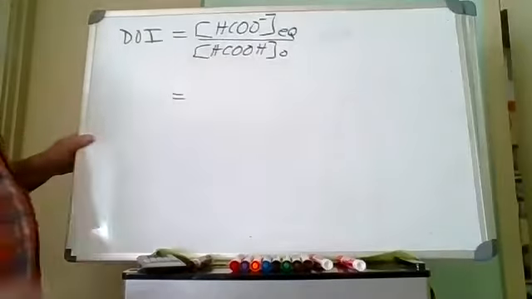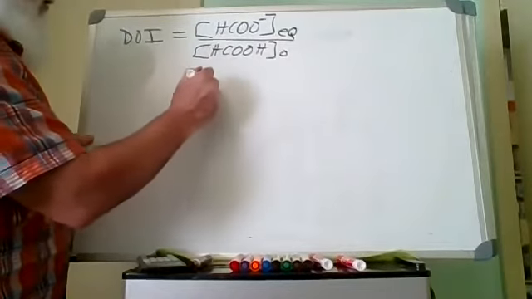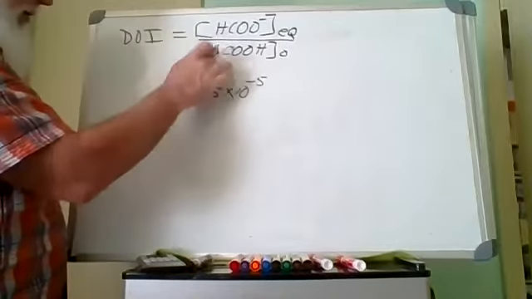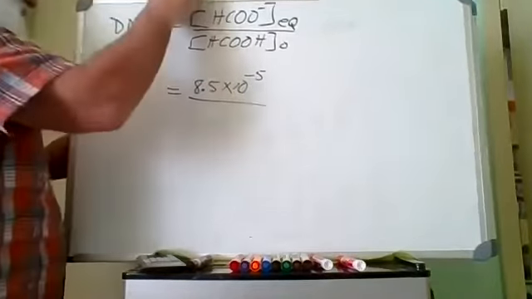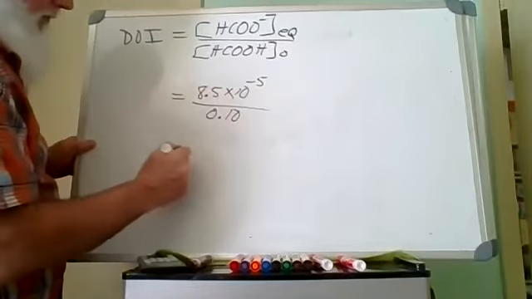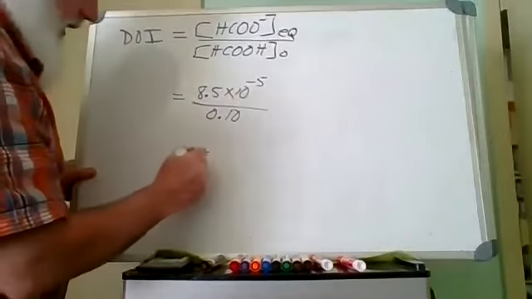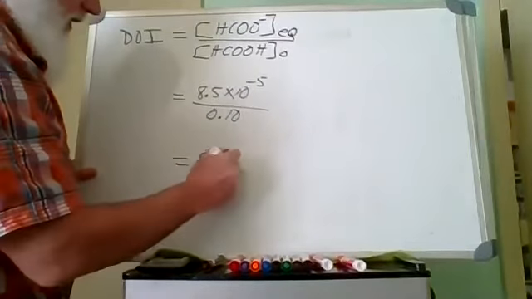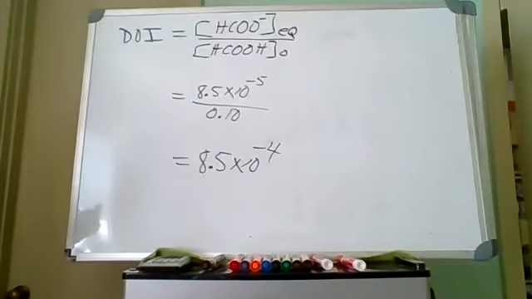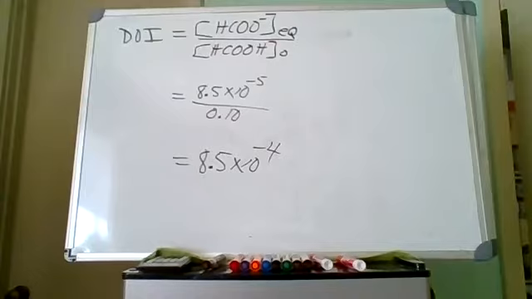So then I just plug in our values. We saw that this was 8.5 times 10 to the negative fifth, and the starting concentration of the free acid was 0.10. And we don't even need a calculator. That's going to be 8.5 times 10 to the negative fourth, all right? And if we wanted to turn that into percent ionization, we just multiply it times 100.